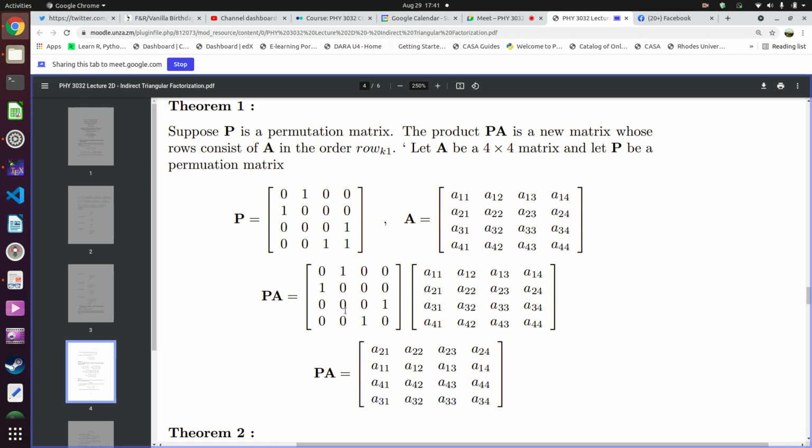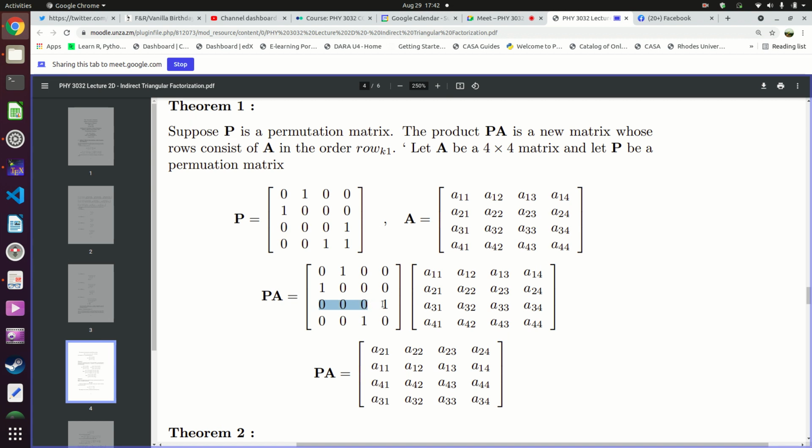So you can see with this row 0, 1, 0, 0, you have moved your second row. It's now the first row. Then with this one, you have moved your first row. What was your first row is now your second row here. With this one, you can guess what was the fourth row will now become the third row. And that's exactly what happens.